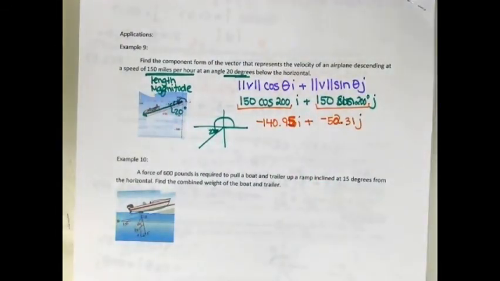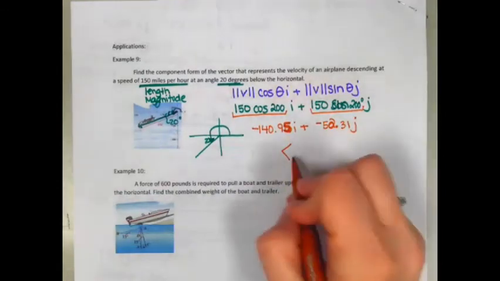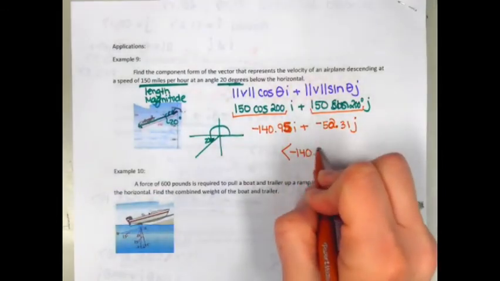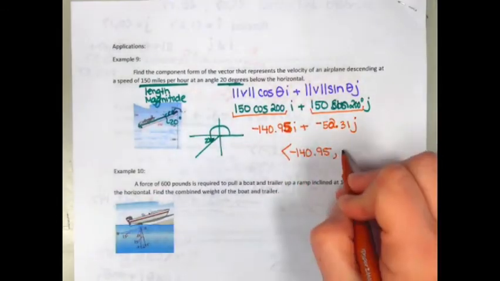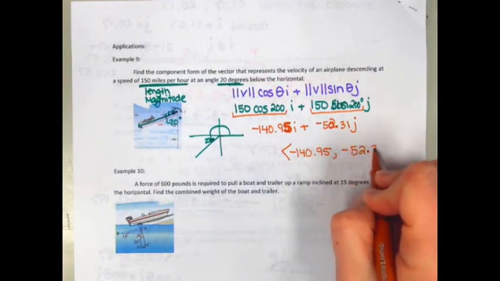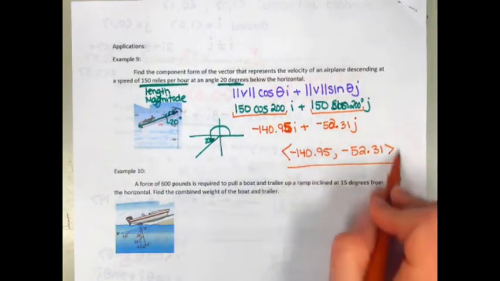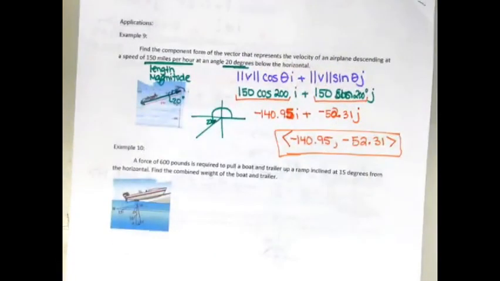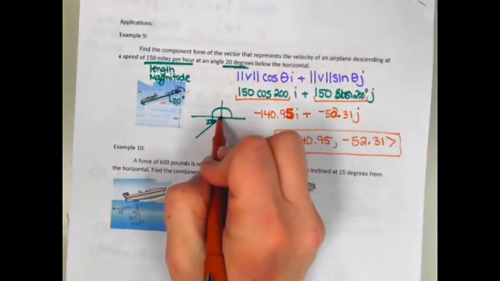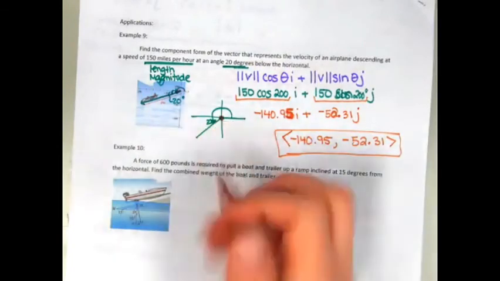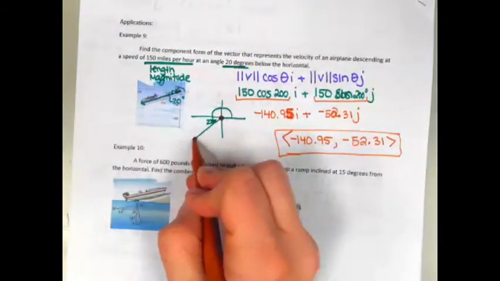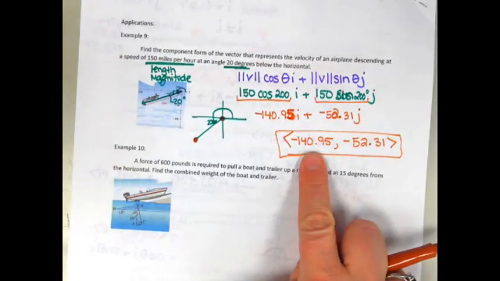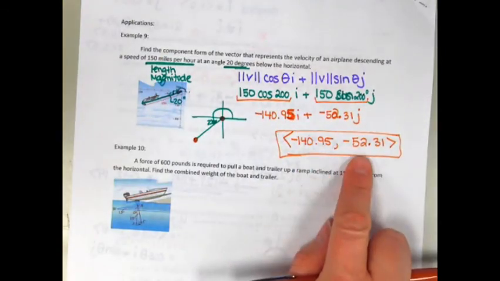And now, if we know our A and our B, can we write our vector? What's my vector? Negative 140.95, comma, negative 52.31. There you go. So we know what that means. Obviously my initial point is 0, 0, but my terminal point, my ending point, is at negative 140.95, comma, negative 52.31.